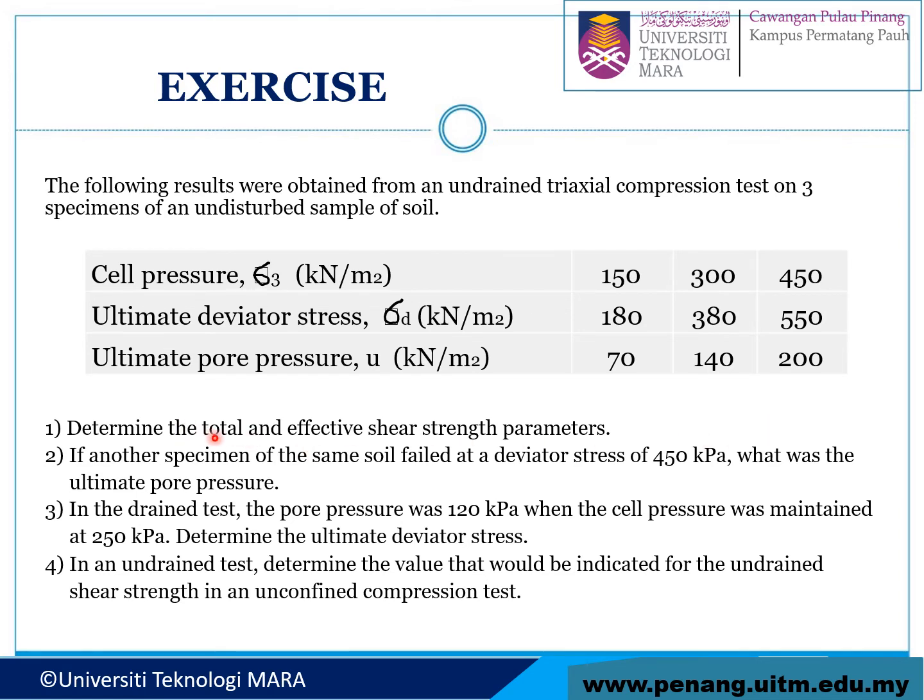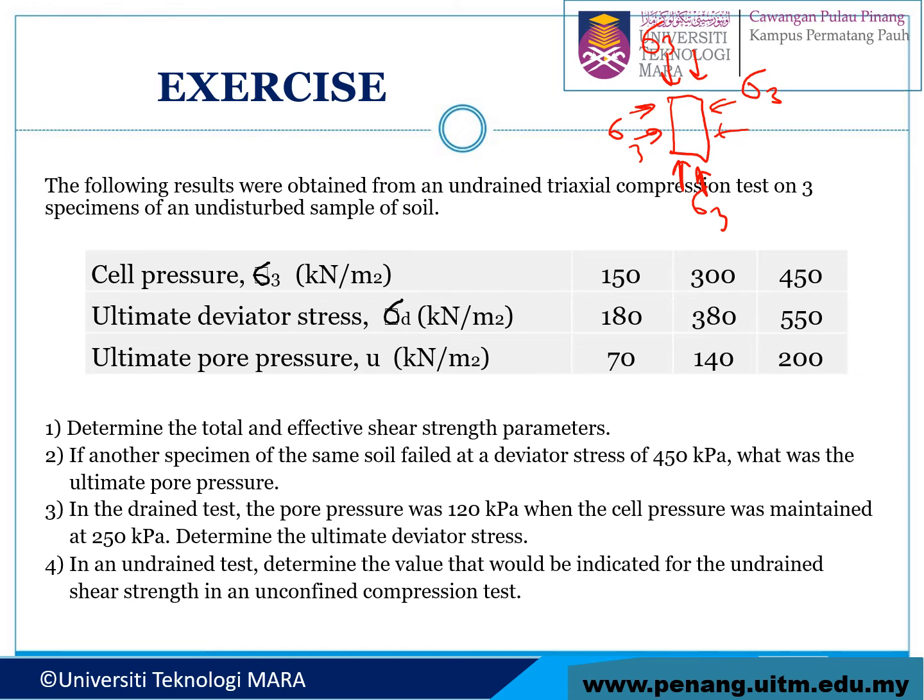First is to determine the total and effective stress parameters. So what is the difference? For total stress, you will take sigma 1 and sigma 3. You have to remember that sigma 3 is the confining pressure or cell pressure.